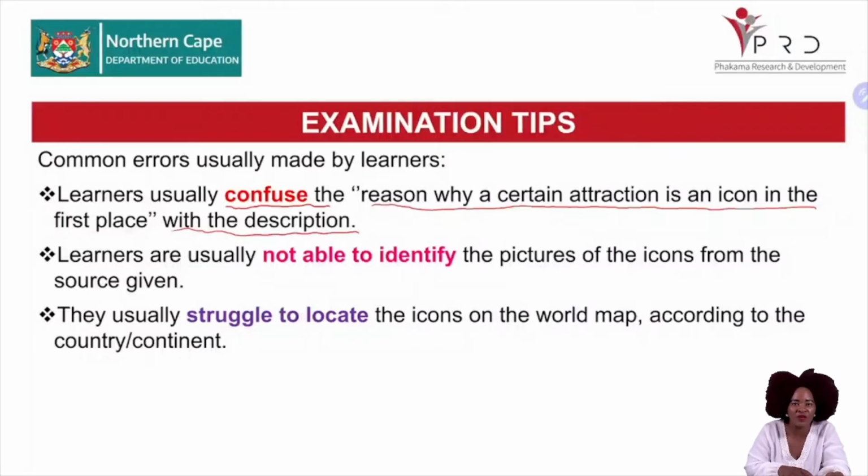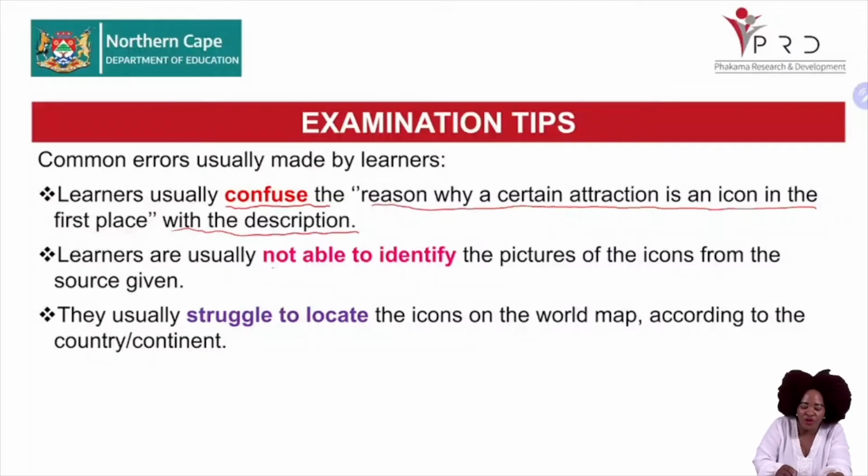Where you're supposed to give a reason, learners will give a description, meaning that now, grade 12 learners, you need to study the description and understand and know it, and also study the reason why each icon is an icon. Please do not confuse them, because those are the errors that past learners have made in these exams. I know grade 12 learners are not going to make these errors this year.